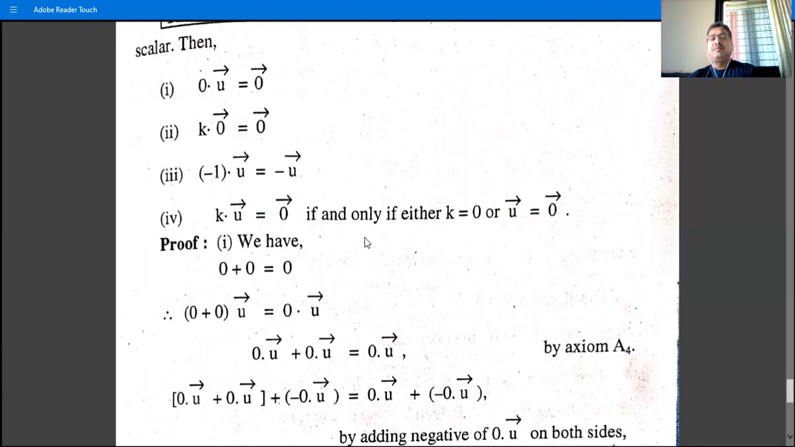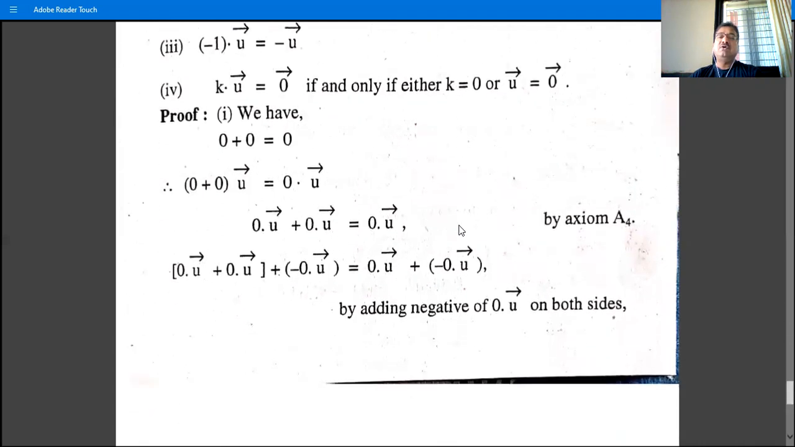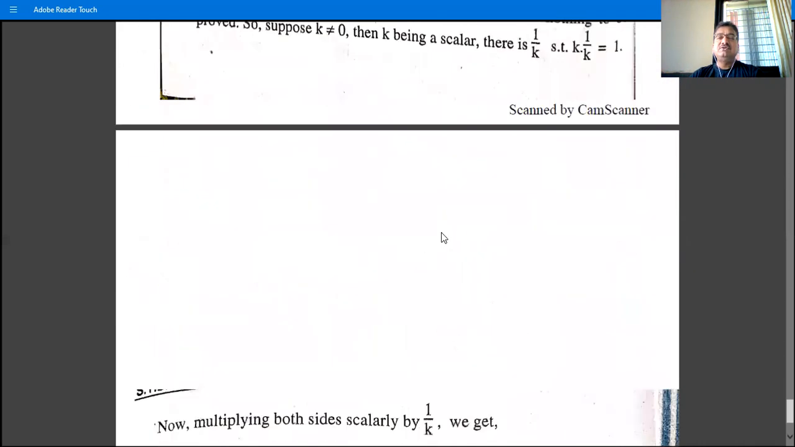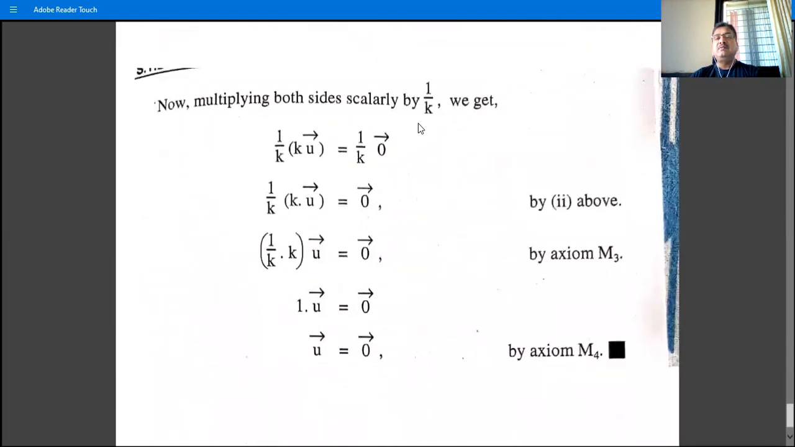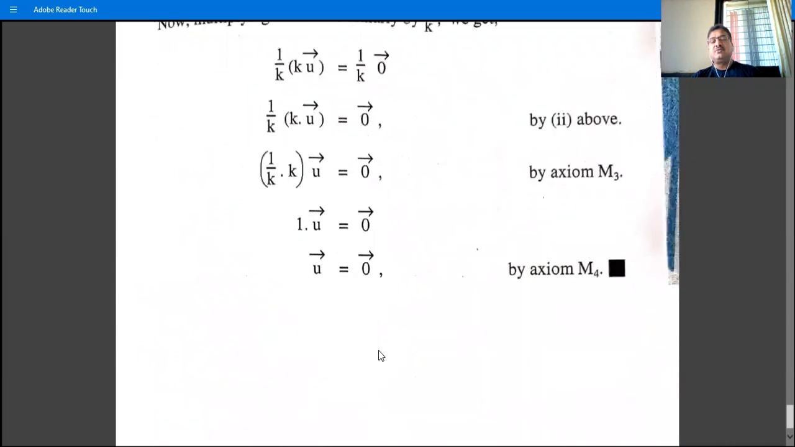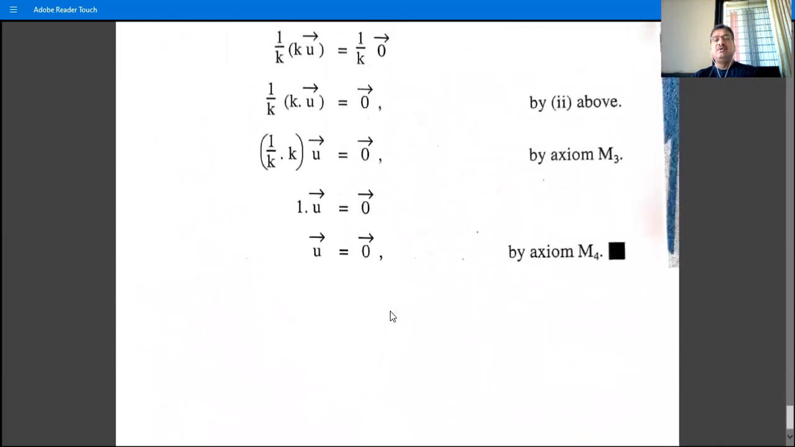So the proof is in two parts. Assume this and prove this. This is the first part, and then assume this, and we have to prove this. So if ku bar is 0 bar, then we have to show k is 0 or u is 0. If k is 0, then there is nothing to prove. So assume k is not equal to 0, then multiplying 1 by k on both sides, we have u bar is 0. So if k is not equal to 0, then u is equal to 0.